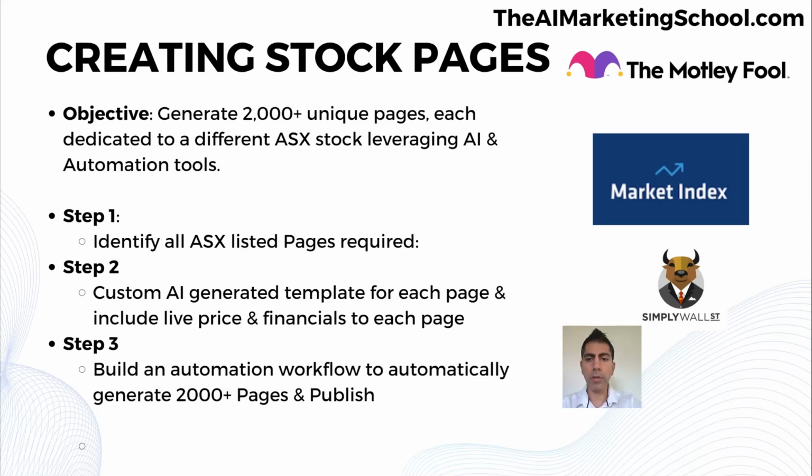How we're going to do that, we're going to create a template of what these pages should contain, and then we're going to use AI and automation to populate these pages with the right data and information for each of these individual stock pages. And then we're going to use automation to do 2,000 of these outputs, and not only that, automatically publish them onto our website. And that's it. Let's get into it.